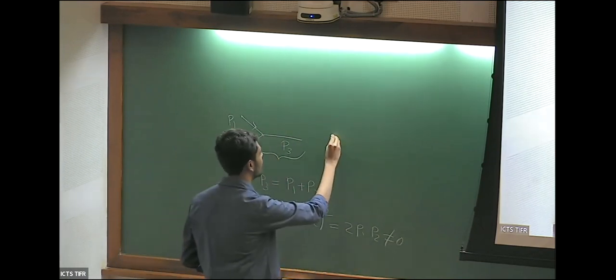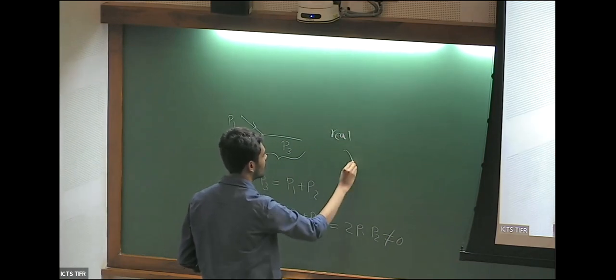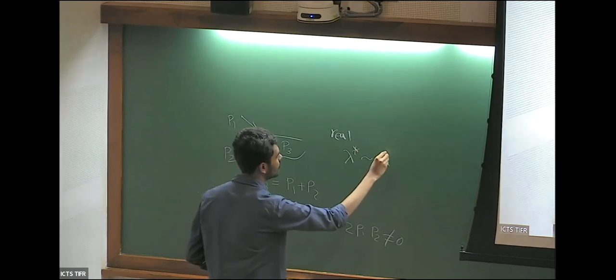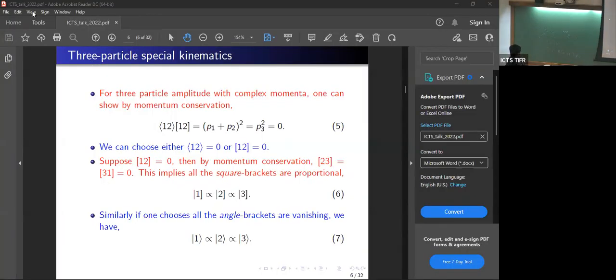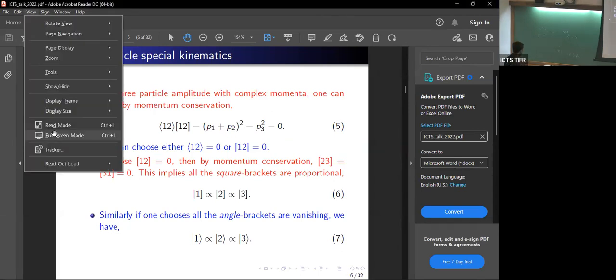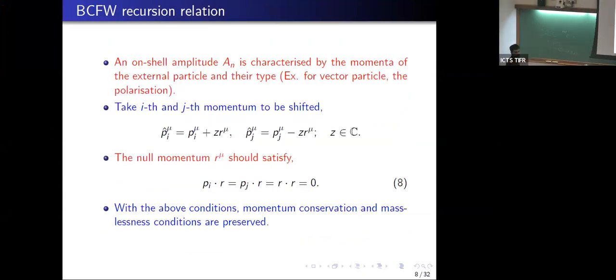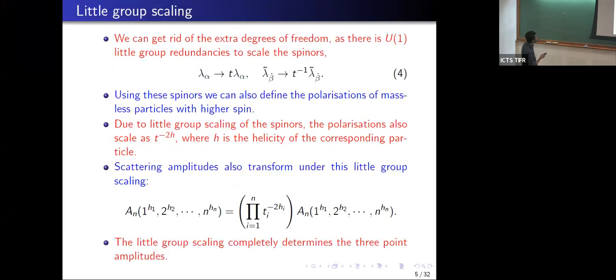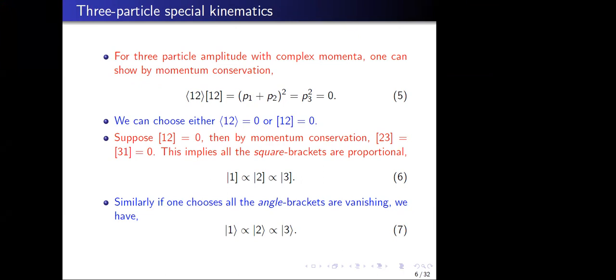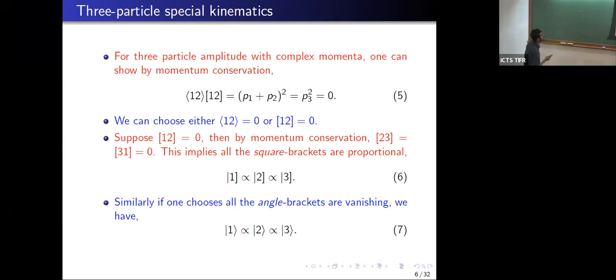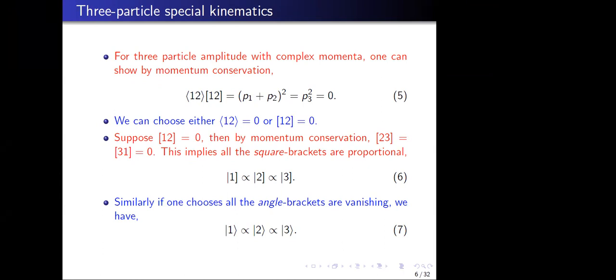And as I said, for real momenta, lambda star is proportional to lambda tilde. So this is the general case. I have a question. If lambda star is equal to lambda tilde, then how are there four independent components? No. So for real momenta, lambda and lambda tilde, there are 8 total components. Okay, fine.